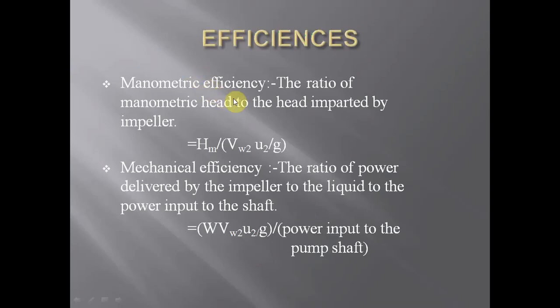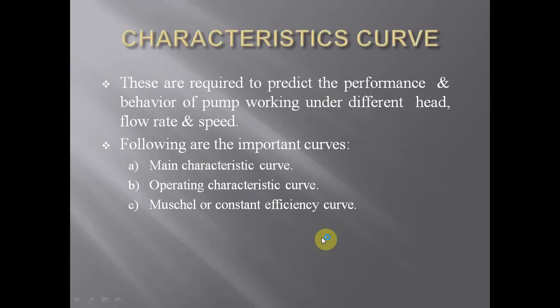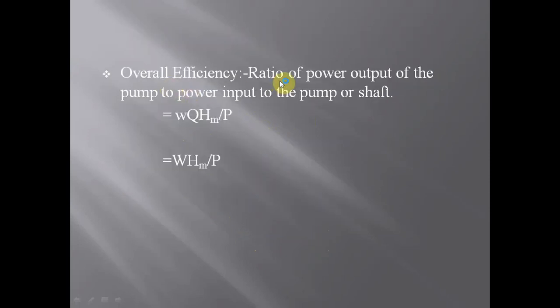Then efficiency. Manometric efficiency is the ratio of the manometric head to the head imparted by the impeller, that is Hm divided by (Vw2 × U2 divided by g). Mechanical efficiency is the ratio of the power delivered by the impeller to the liquid to the power input to the shaft, that is the power input to the pump shaft. Then overall efficiency is the ratio of power output of the pump to the power input to the pump shaft, that is equal to wQHm divided by P.